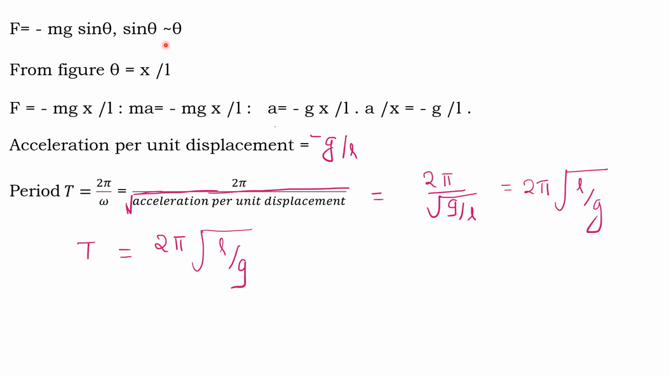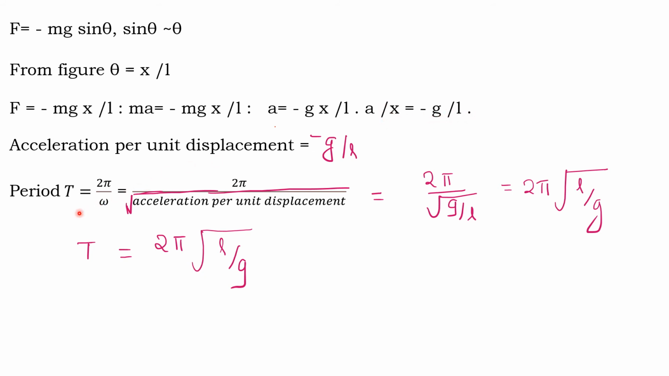Therefore, sin theta is approximately equal to theta. Then from the figure, theta can be represented as x by L. That is, the angle is equal to arc by radius. But F is equal to minus mg x by L, or ma is equal to minus mg x by L, or a can be written as minus g x by L, or the acceleration per unit displacement a by x is equal to minus g by L.